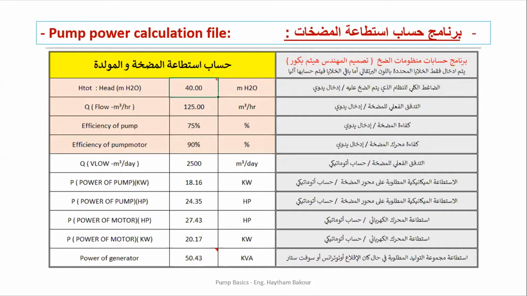As for the pump, the ideal is 75 to 80%, while for the pump motor it is 88 to 94%. Thank you very much. While for the pump motor, it is between 88 to 95% either. Thank you.